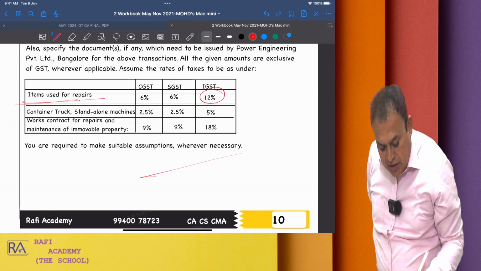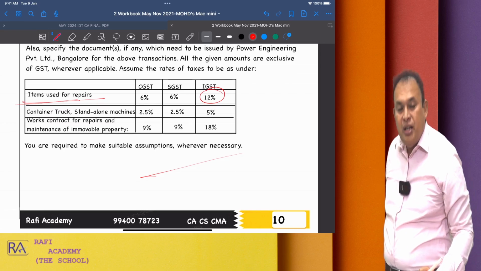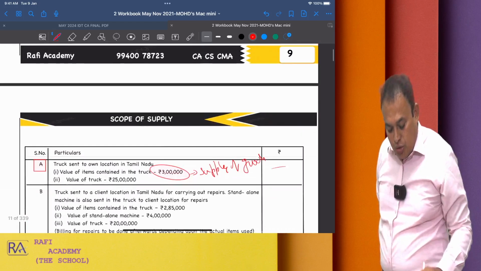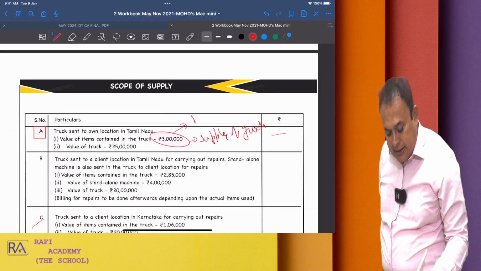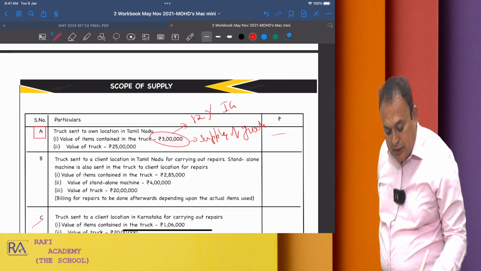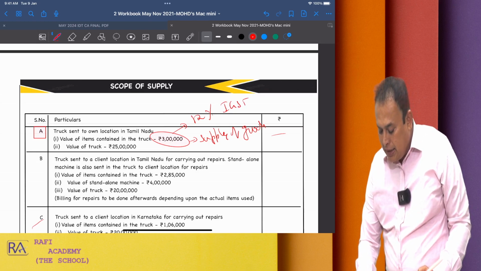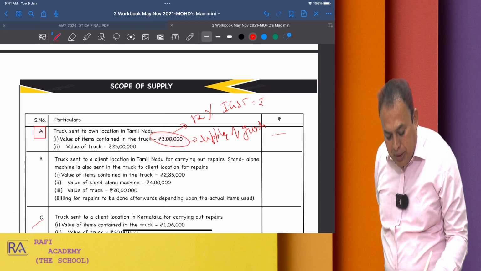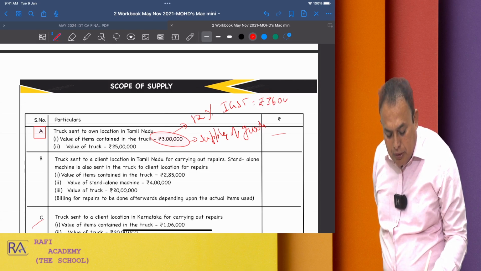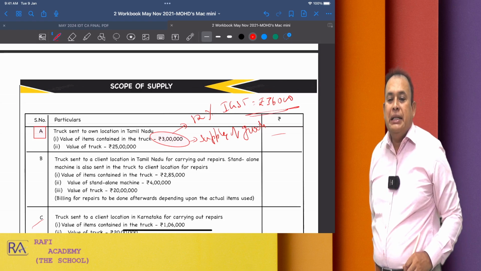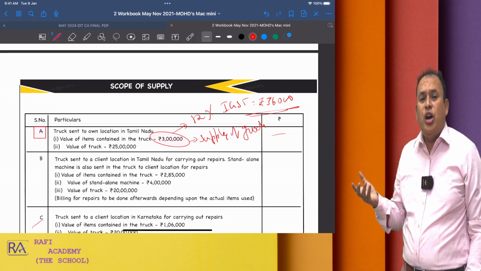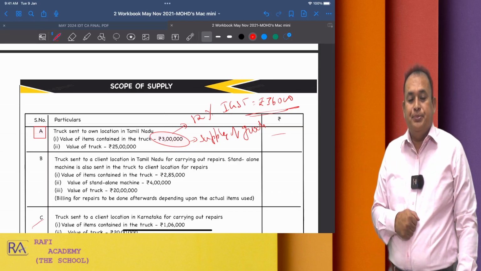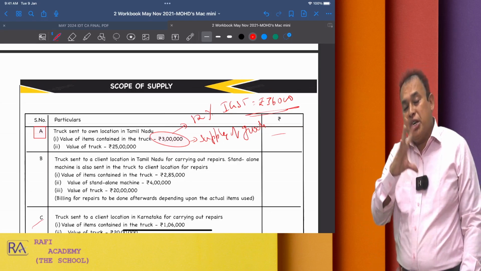Rate of IGST, 12% is applicable here. 12% IGST on 3 lakh is equal to 36,000 rupees IGST, liable to be paid by the head office when the goods are sent to their branch office in Tamil Nadu. This is supply of goods, even with the consideration.